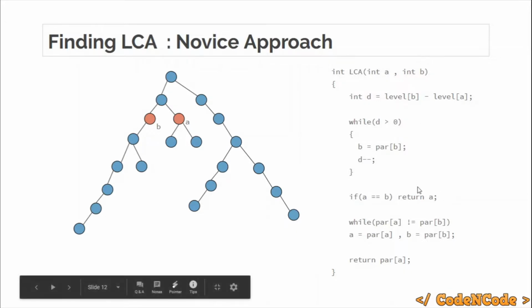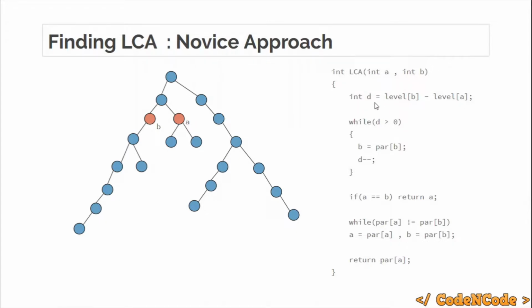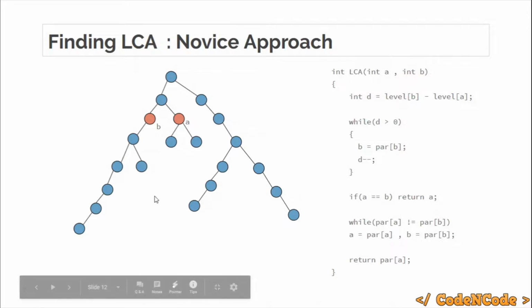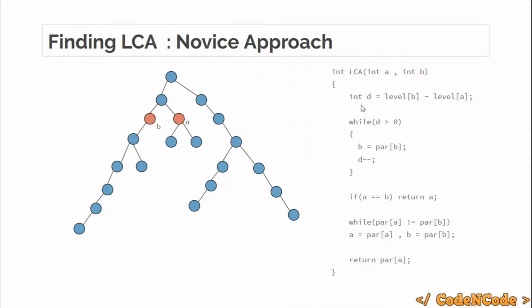Now this is what your LCA function looks like. So first you would calculate their distance. Remember, we are taking level of B minus level of A. It may also be possible that A is deeper than B, so A can be here, B can be here, so the distance can be negative. So before calculating all of this, check if level of A is greater than level of B. If that happens, simply swap A and B, and after that the whole algorithm would work fine.